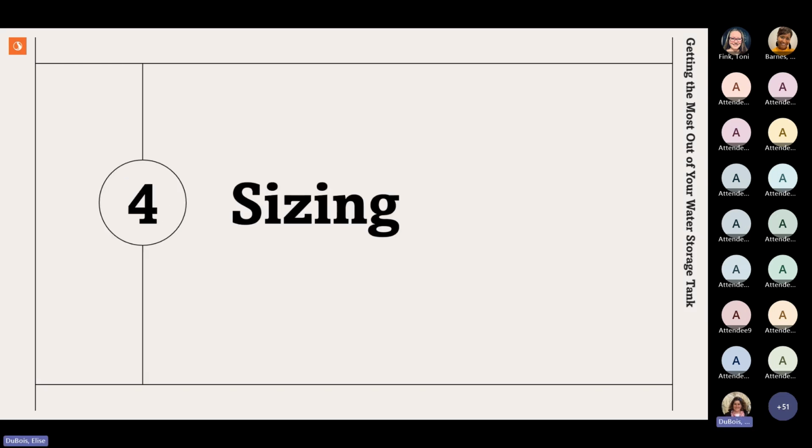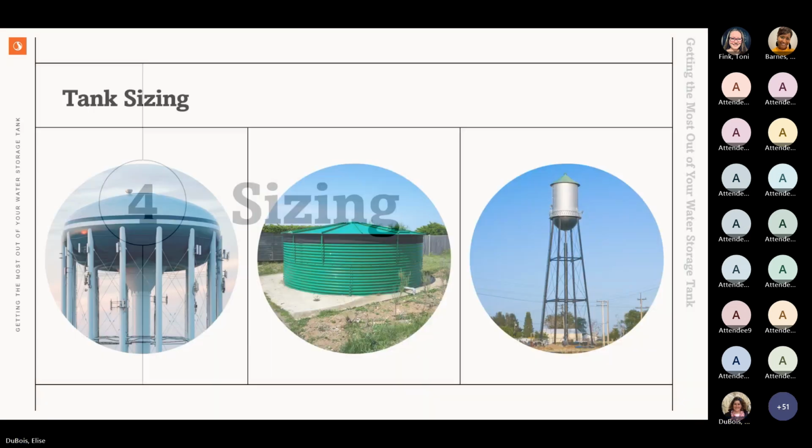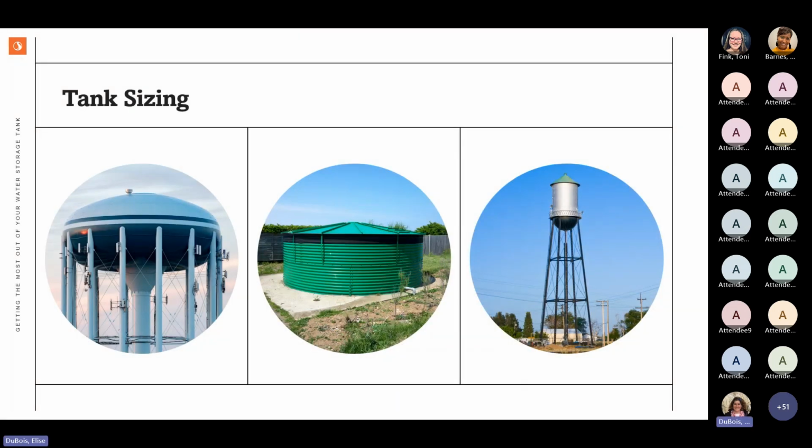Ever wonder how we size a tank or what goes into it? Are there rules around it? Let's take a closer look. There's more involved than what you would think. So tank sizing, it applies to all the shapes.